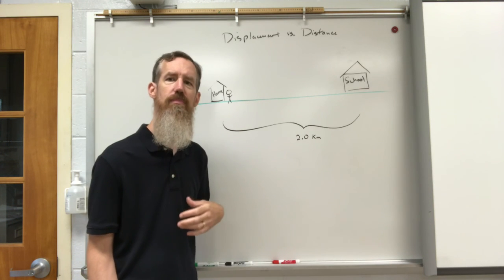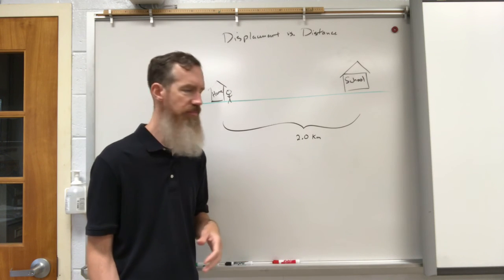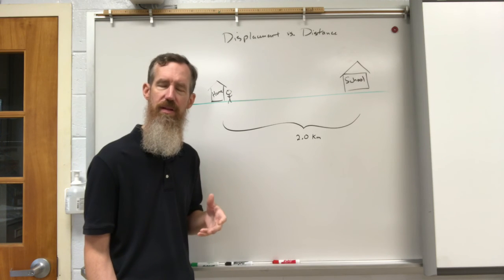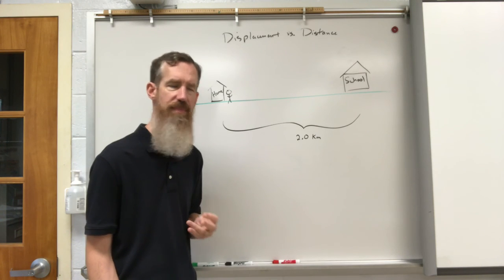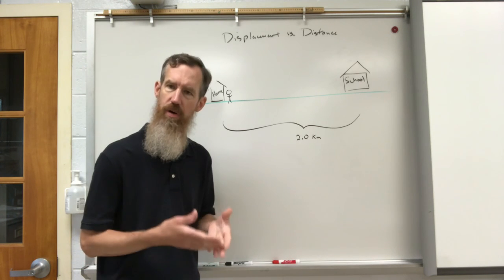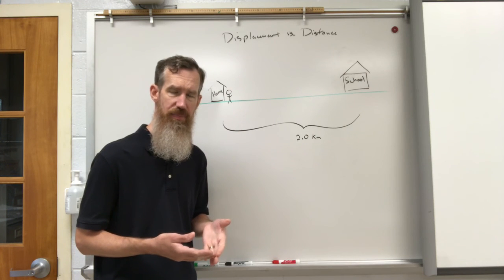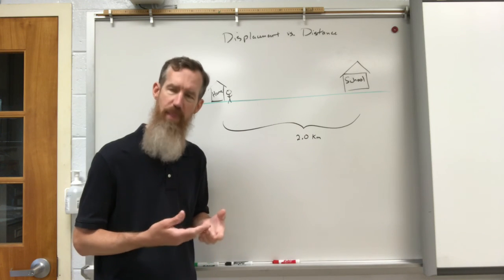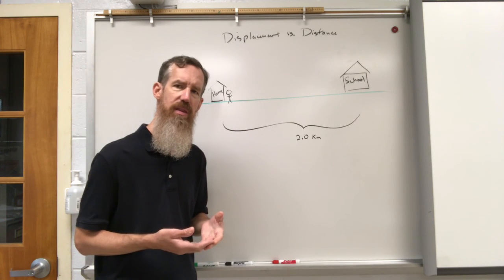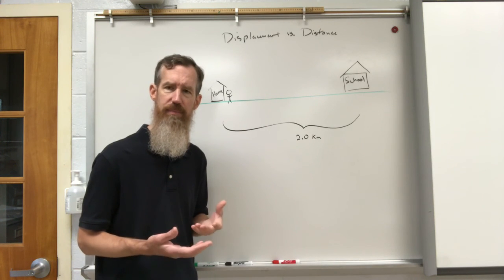Well, if we look at this a little more scientifically, especially within the context of the concept displacement, we need to know what our starting point is. We need to know what our ending point is. We need to use an appropriate measurement scale. And we really have to be concerned with direction. What direction is the motion happening?